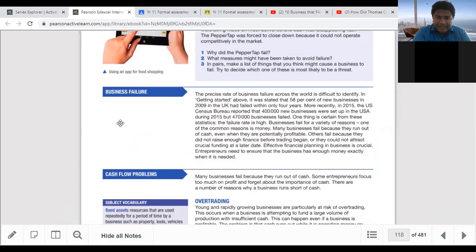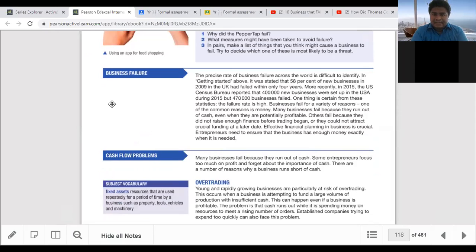How to define a business failure? A precise rate of business failure across the world is difficult to identify. We can say about 58% of new business startups in 2009 in the UK had failed. 58% is actually good, but normally it's more than that. In 2015, the USA Census Bureau reported that 400,000 new businesses were set up in the USA, but out of that, 470,000 businesses failed. One thing is certain from these statistics: the failure rate is very high. You find out what the main reasons for business failure are.